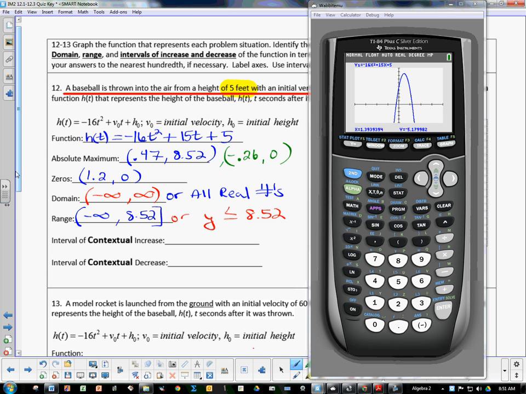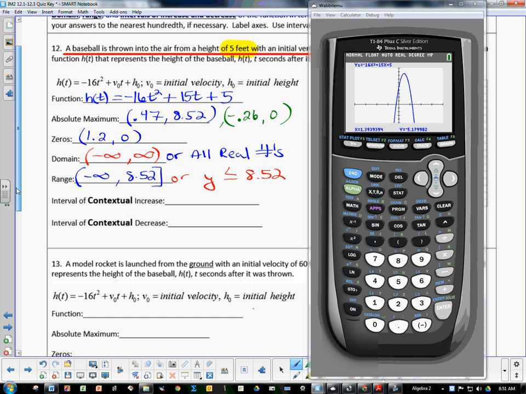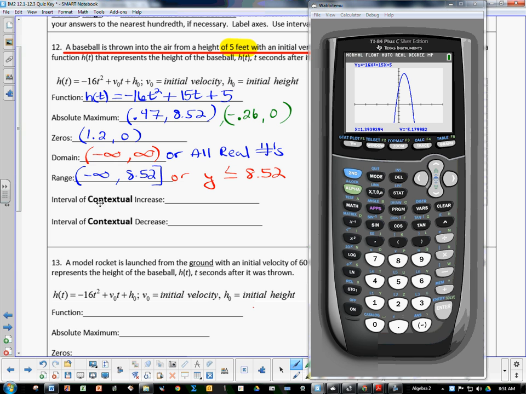Now, I don't believe that you've seen this yet. I actually added this in. It's a little different than the book actually asks. It says here, the interval of contextual increase. That means only give the interval of increase based on the real life scenario. Where is this thing increasing? And we only worry about left and right, only the x values.